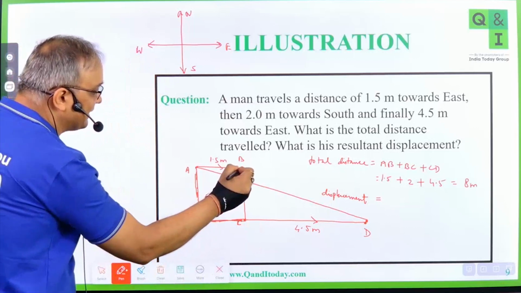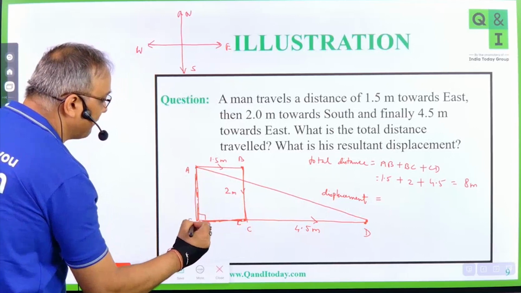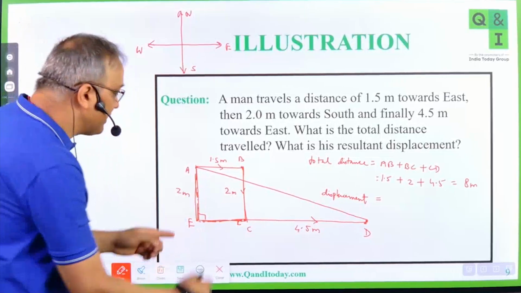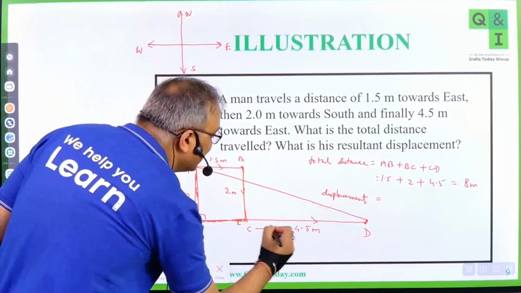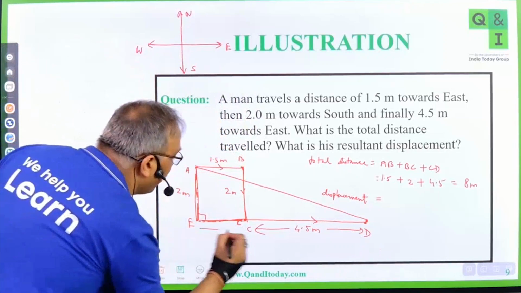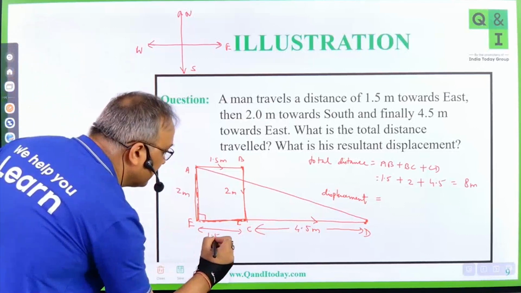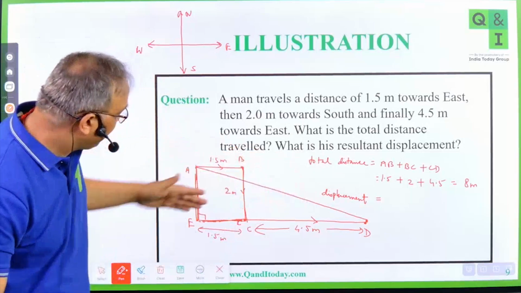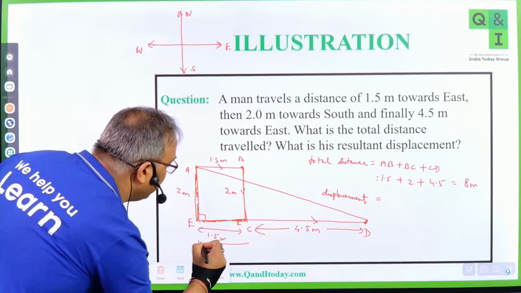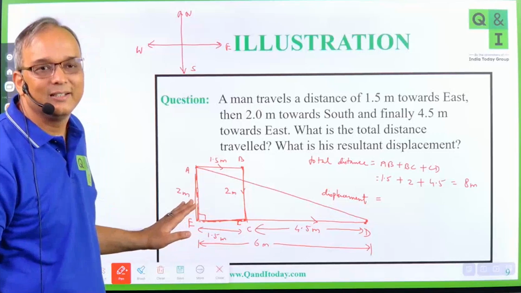And we know that since this BC is equal to 2 meter, let's say I mention this as E, this AE will also be equal to 2 meter. Now what is the length of E to D? This C to D is 4.5, and because AB is 1.5, EC will also be equal to 1.5. Right? So this is 1.5. Now, if we have to find the distance between ED, this is 4.5 plus 1.5. This will be equal to 6 meter. Is this clear? Till here, is it clear?